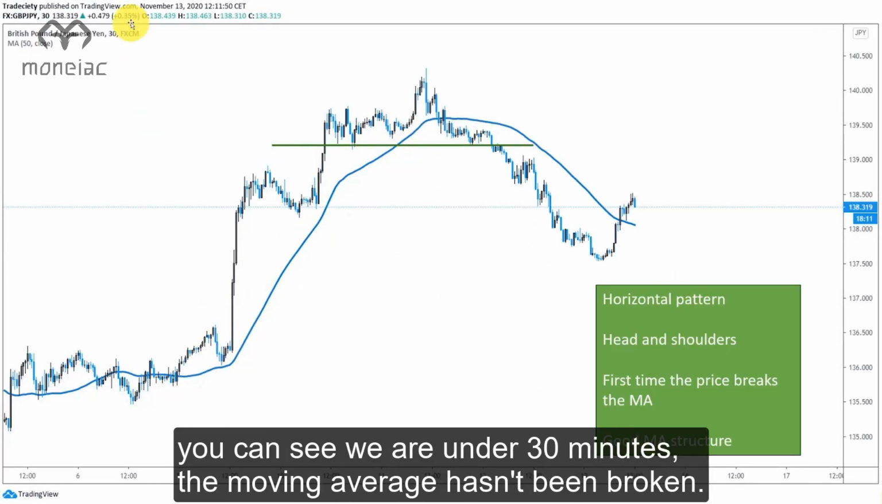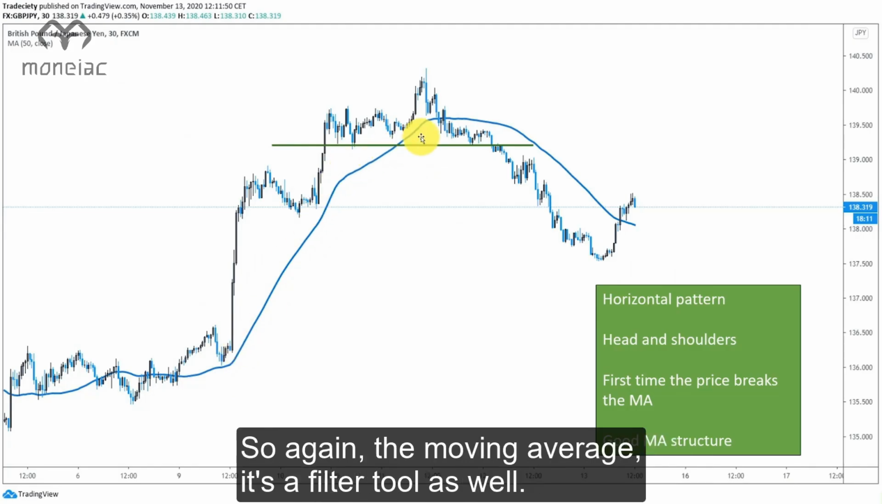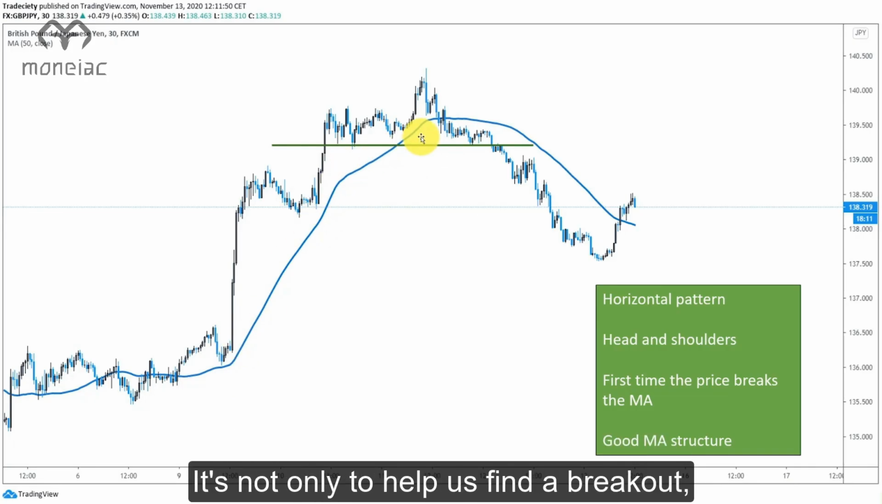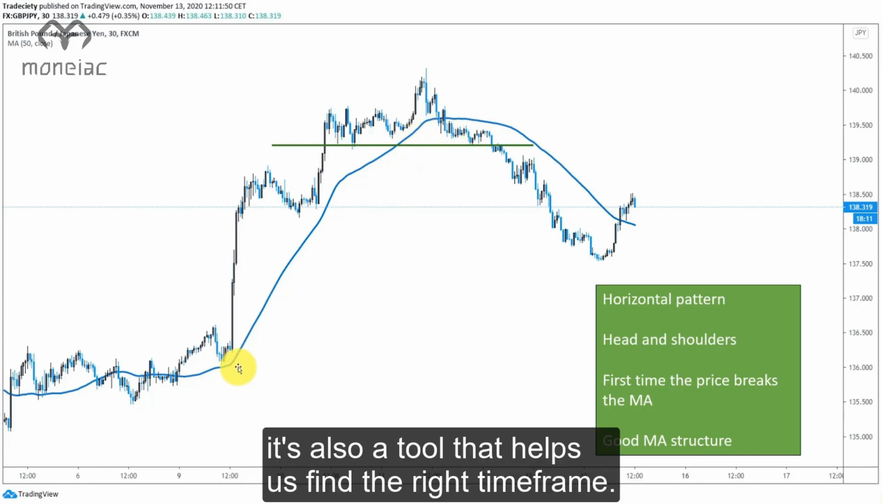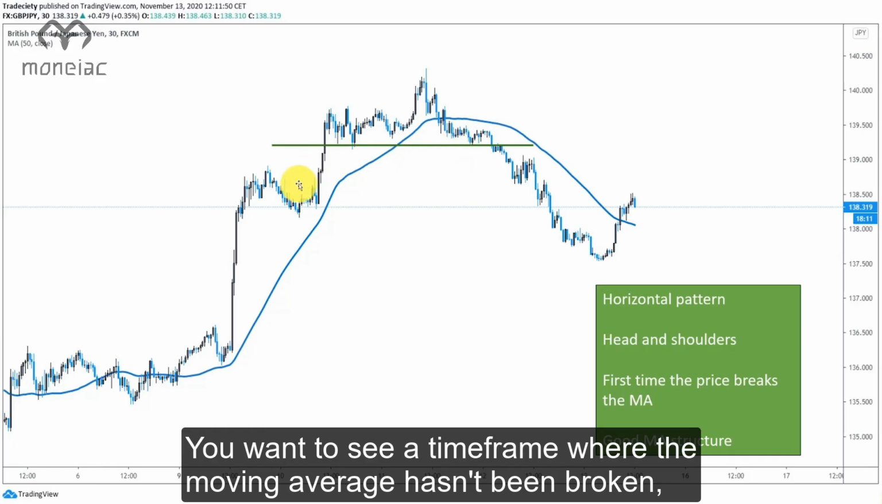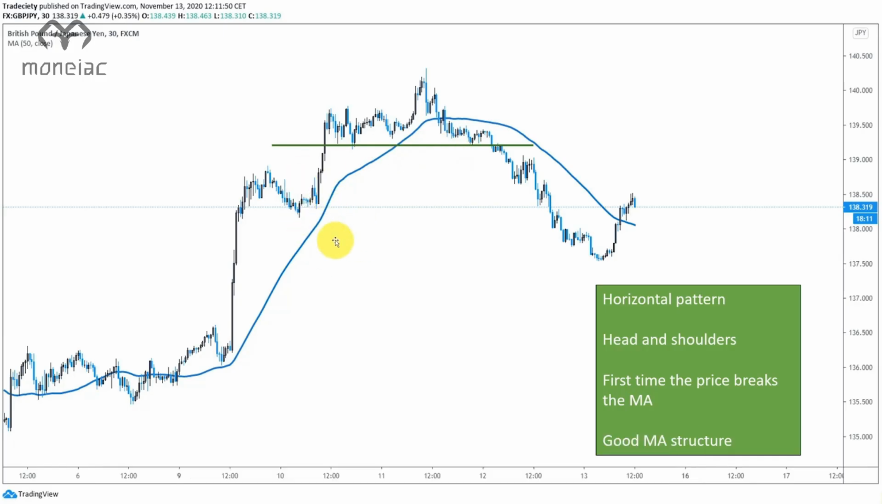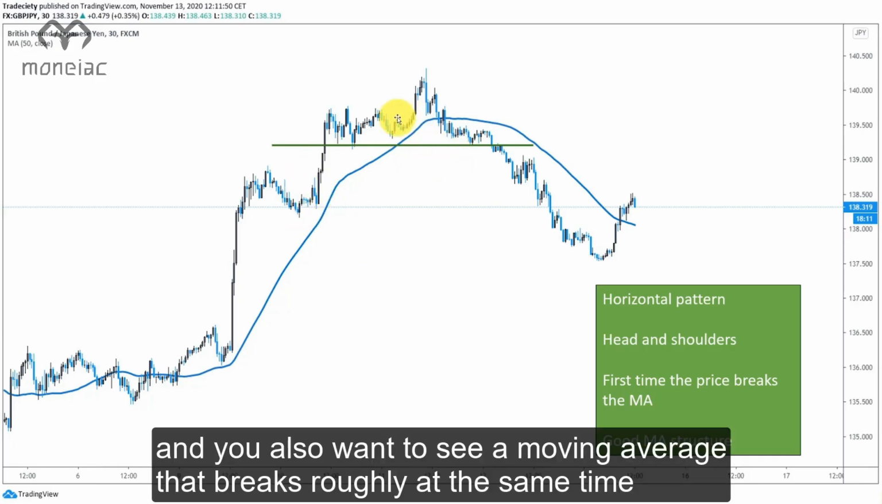Here you can see we are on the 30-minute. The moving average hasn't been broken. So again, the moving average is a filter tool as well. It's not only to help us find a breakout. It's also a tool that helps us find the right time frame. You want to see a time frame where the moving average hasn't been broken, and you also want to see a moving average that breaks roughly at the same time as the pattern.